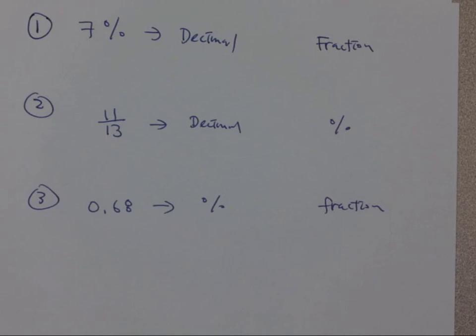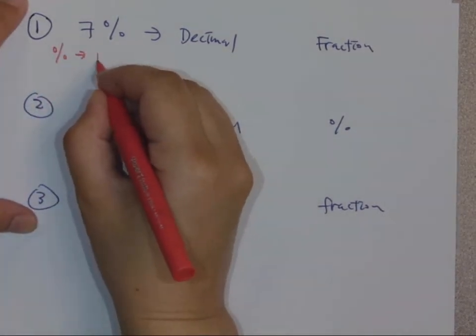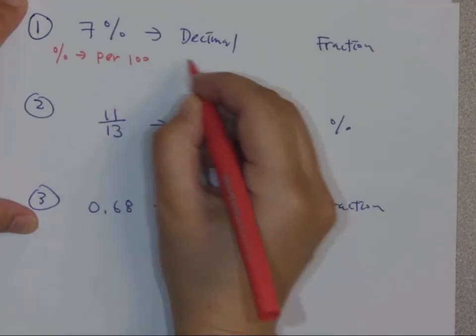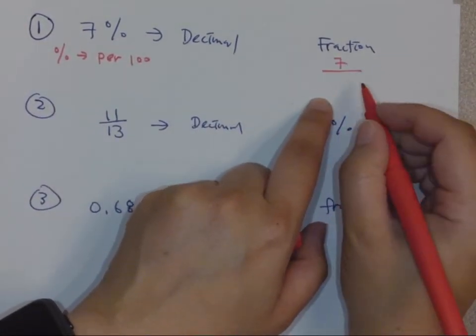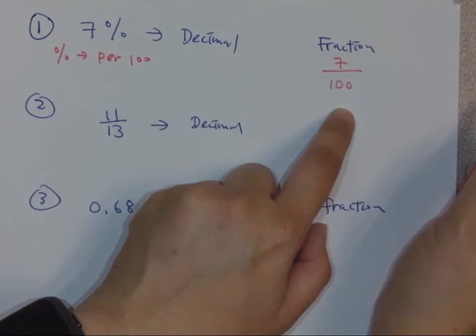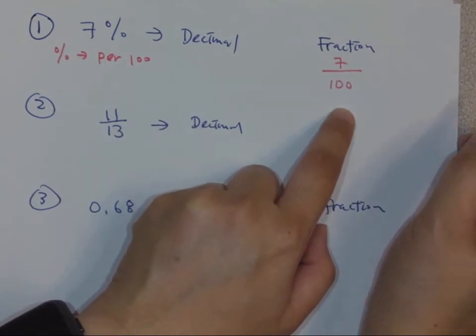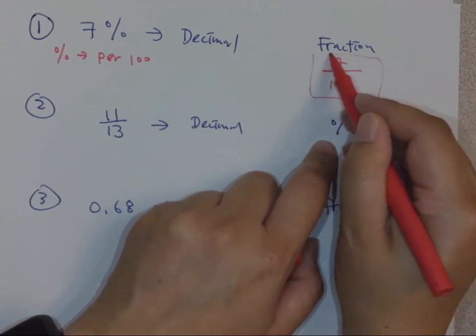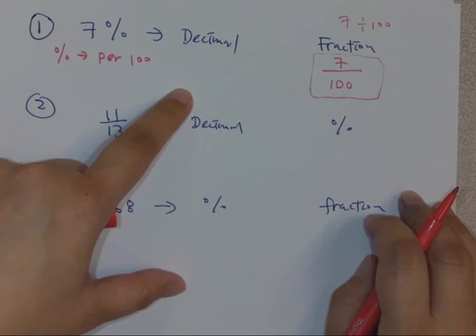Alright, so the first one, how do I change it to decimal? Or fractions? Percent means what? Per 100. Okay, so 7 over 100, right? That would be the fraction. Are we okay? So we divide it by 100. And then decimal?